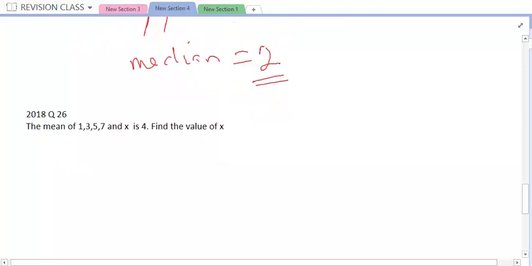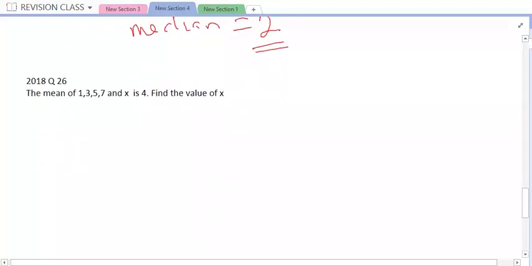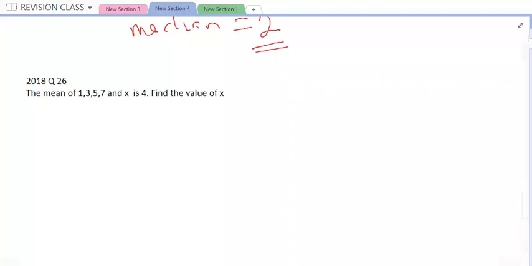Let's look at 2018 question 26. The mean of 1, 3, 5, 7 and x is 4. Find the value of x. We have been given the data 1, 3, 5, 7 and x, and we are told that the mean is 4. They now want us to find the value of x.